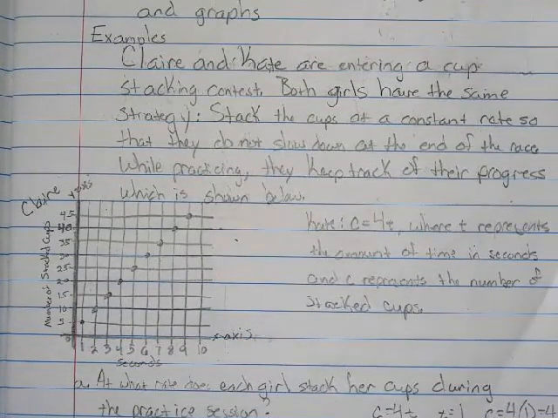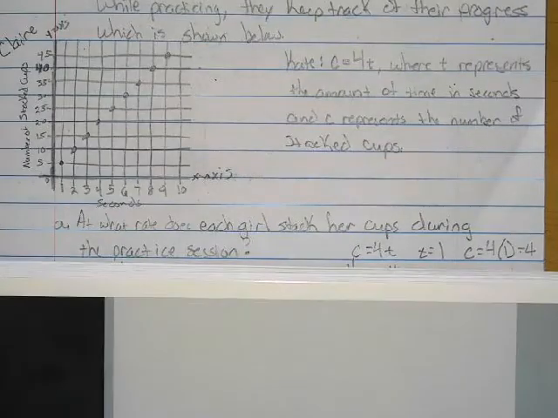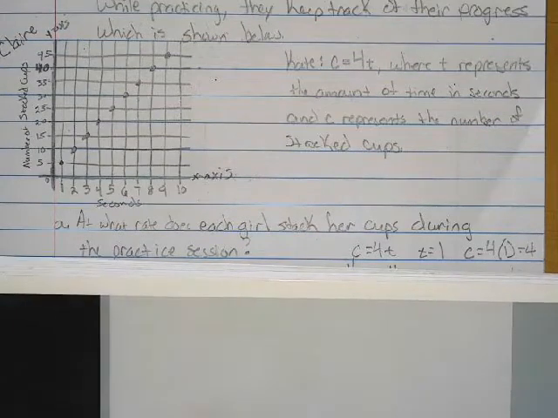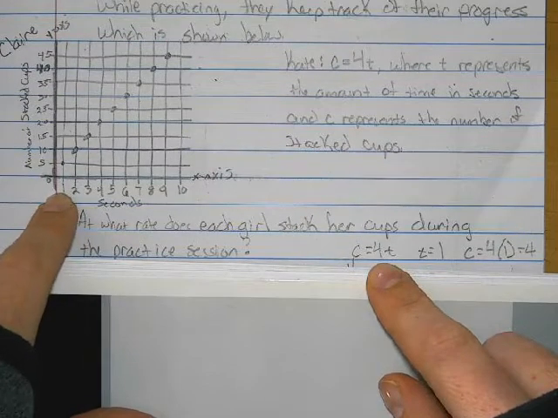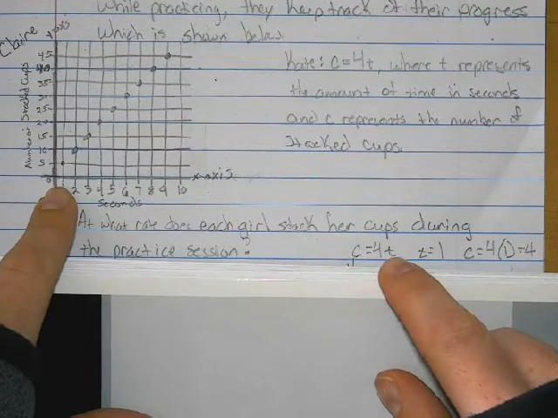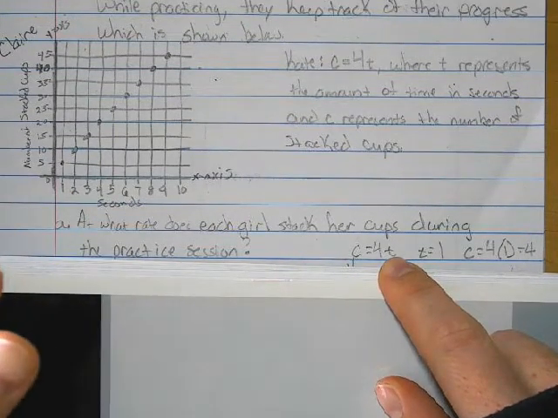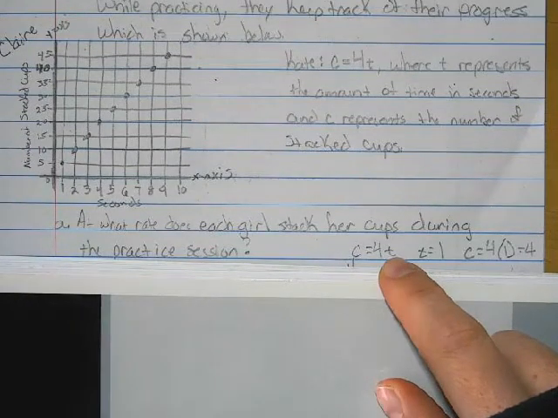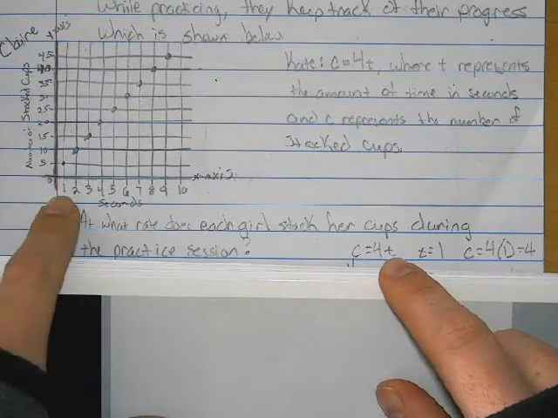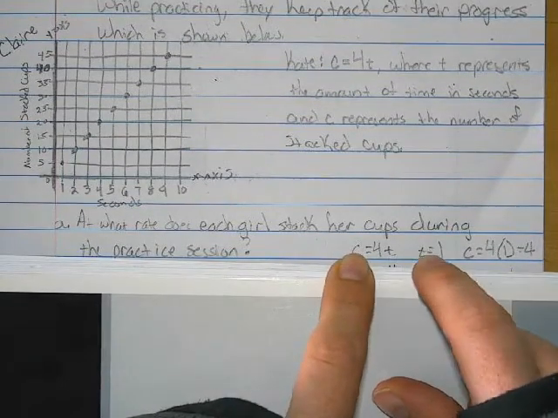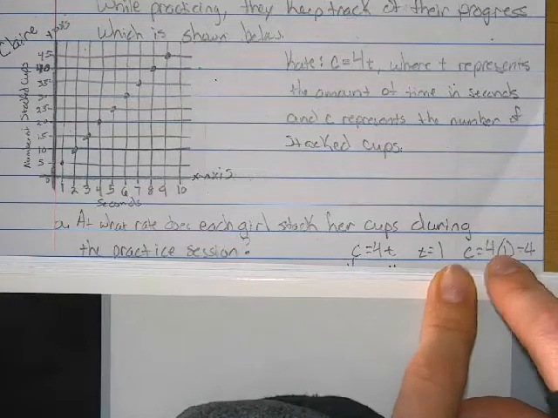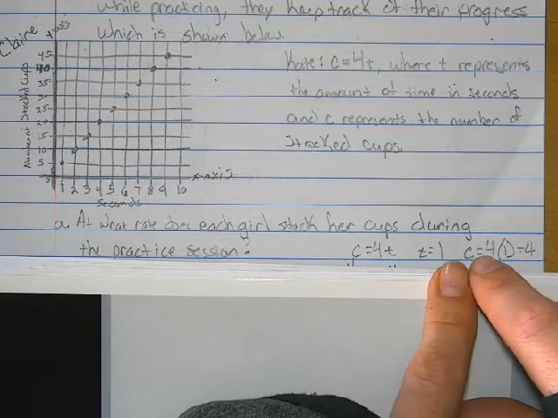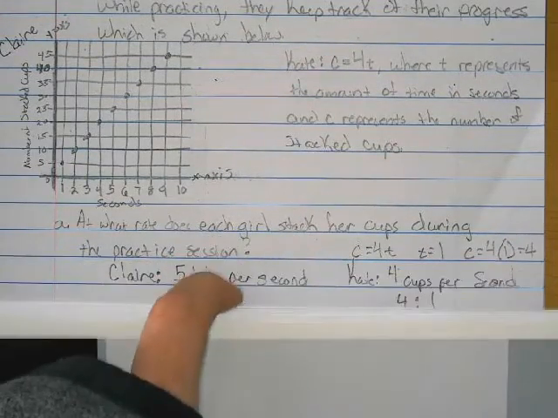First question, at what rate does each girl stack her cups during the race, or during the practice session? Kate's equation is C equals 4T. I can tell how many cups are stacked for Claire in 1 second. I'm going to just do 1 second because if we're going to compare rates, we need one of our numbers to be the same. The smaller the number, the easier the math will be. So I replace my T for time with 1. That ends up being cups equals 4 times 1, which equals 4, which means Kate is able to stack 4 cups in 1 second.